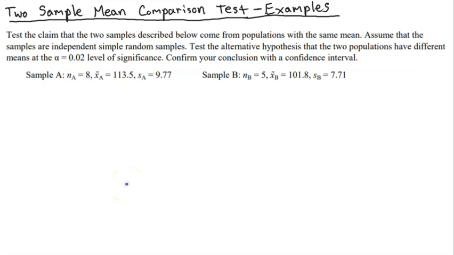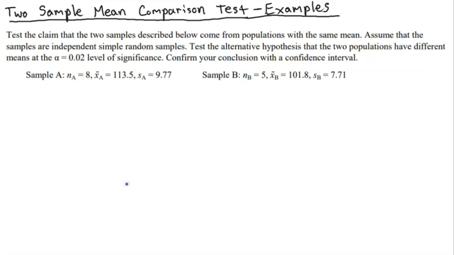So here's another example of the two-sample mean comparison test. It says test the claim that two samples described below, this one's called sample A and sample B instead of 1 and 2, come from populations with the same mean. That's the null hypothesis. Assume that the samples are independent, simple random samples. Test the alternative hypothesis that the two populations have different means. So this isn't saying larger than or smaller than, it's just saying different means.